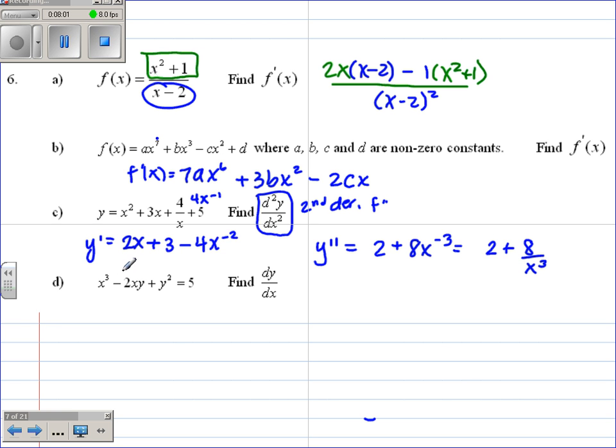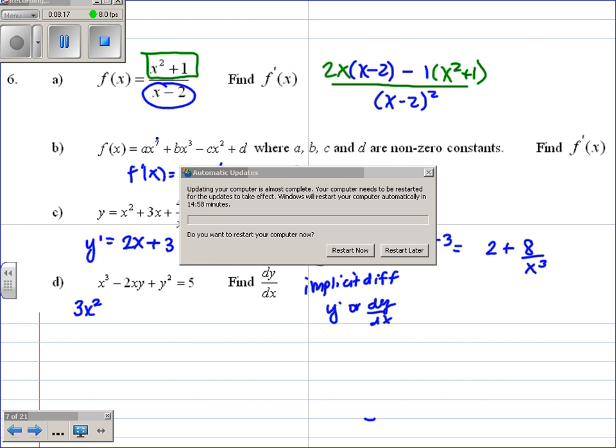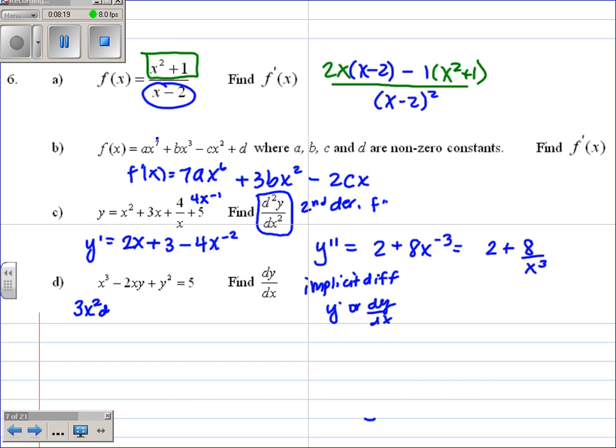And then for part D, find dy dx. This is using implicit differentiation, which basically means every time you see a y, you write y prime or dy dx after it. So derivative of x cubed is 3x squared dx dx. But you don't have to write dx dx because dx dx is 1.